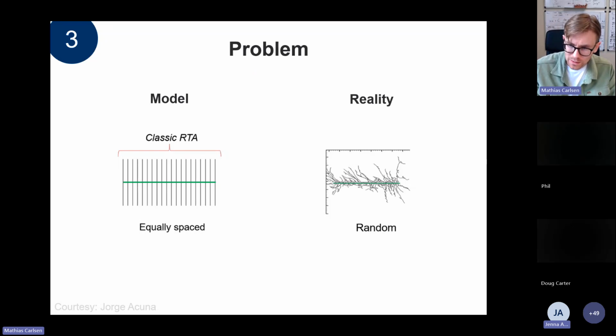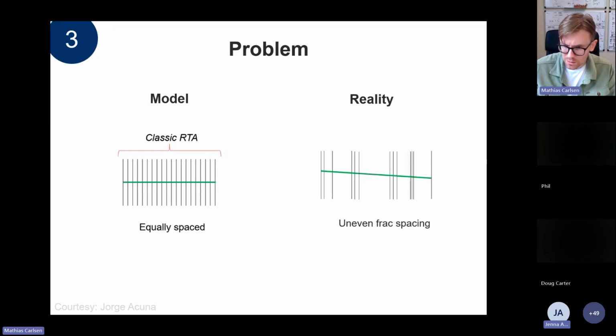That could look something like this, or it could look something like this. Doesn't really matter how it looks, but this is what you call uneven frac spacing. Uneven frac spacing was highly popularized during these ConocoPhillips papers in 2016, also called the $30 million papers.